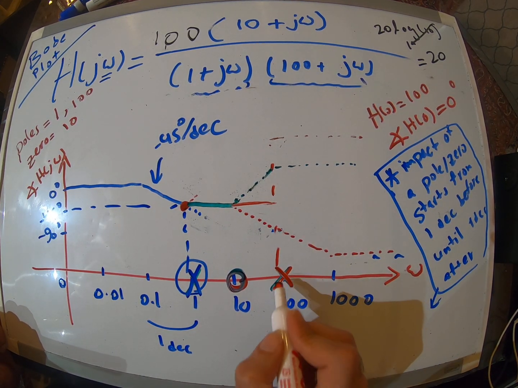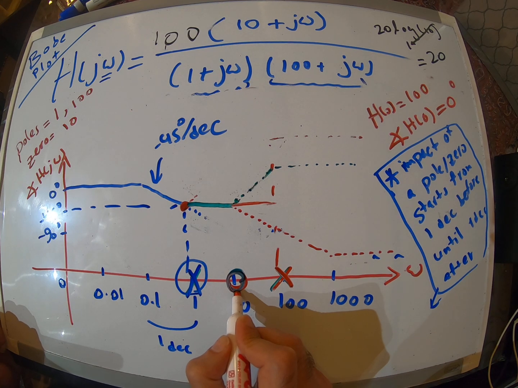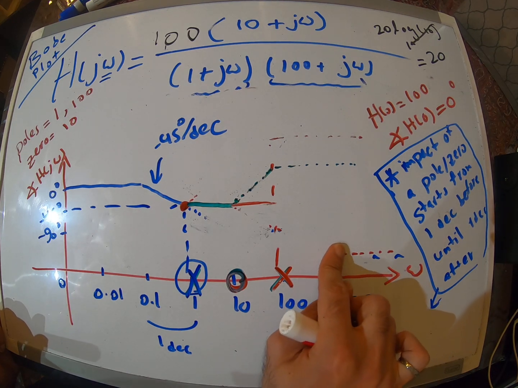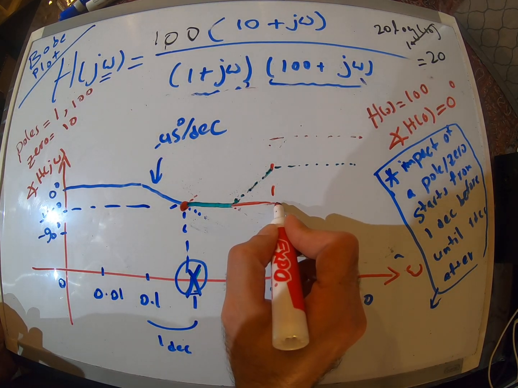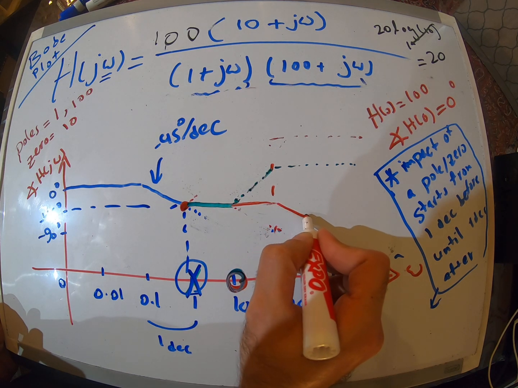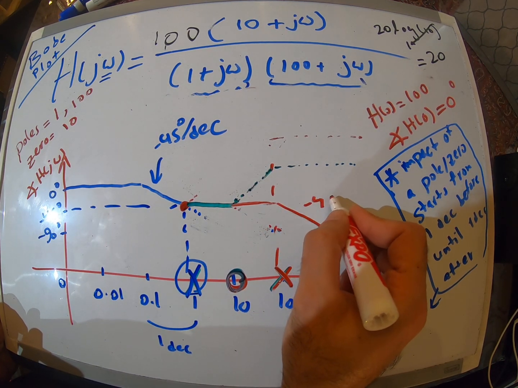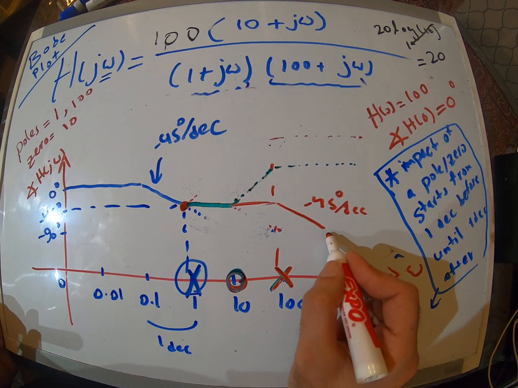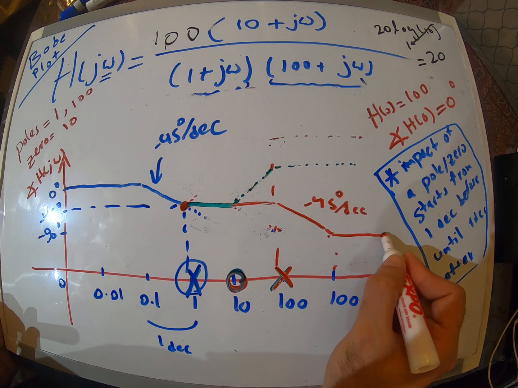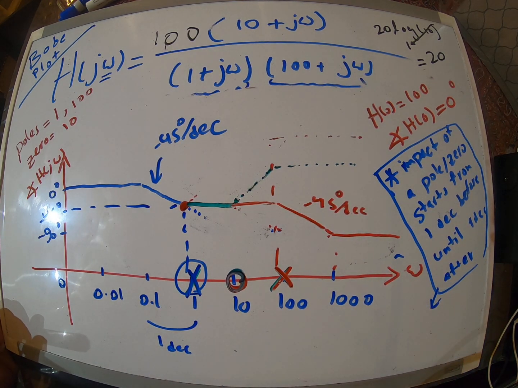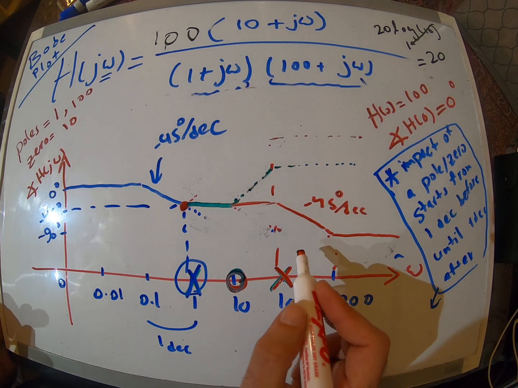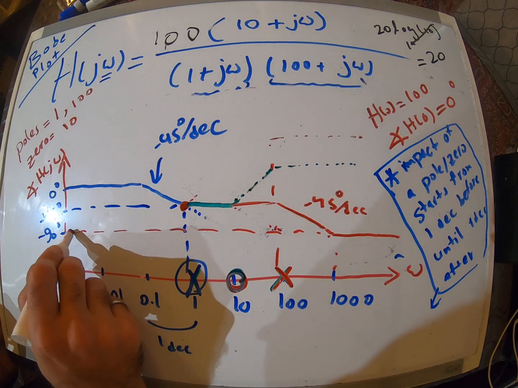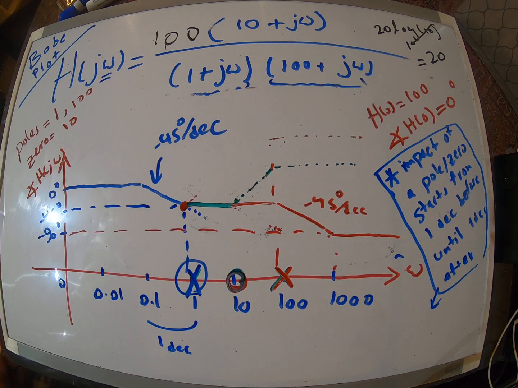But at this point, this zero doesn't have any impact anymore, but this one still has one more decade. So it means that at this point, it's gonna go down with the slope of negative 45 degrees per decade. And then 1 decade after, it's gonna lose its impact, right? So at omega equal to infinity, what's gonna be the phase? It's gonna be negative 90. Okay.